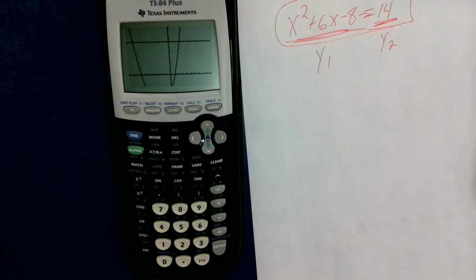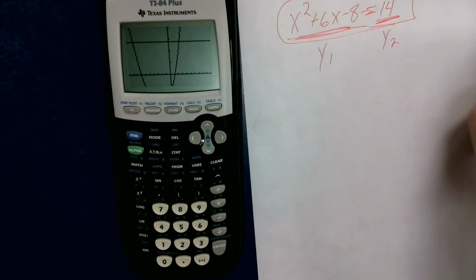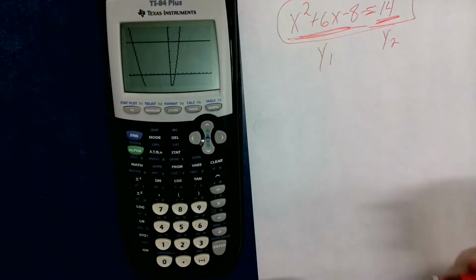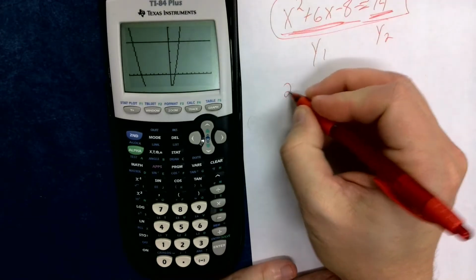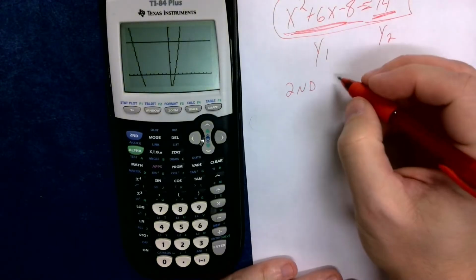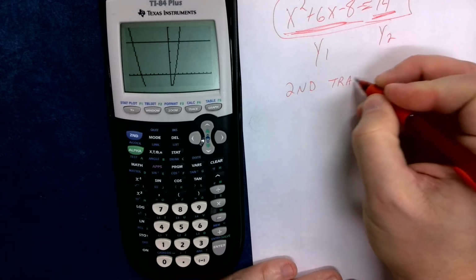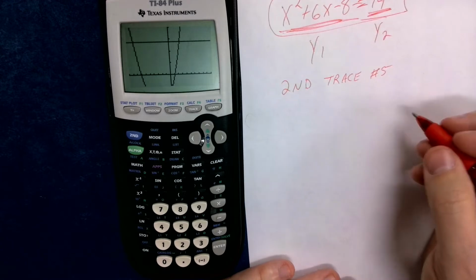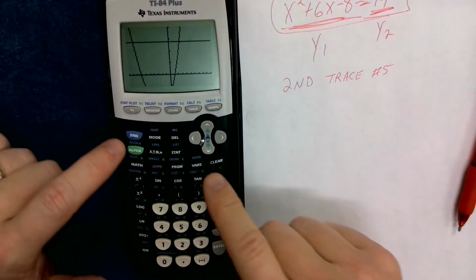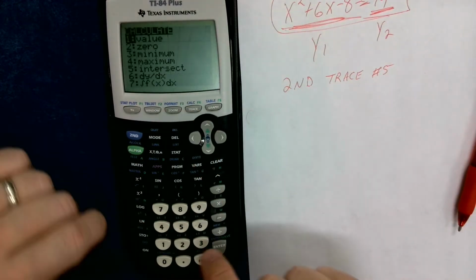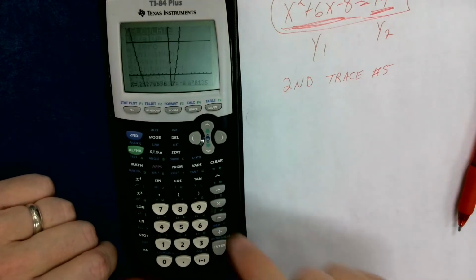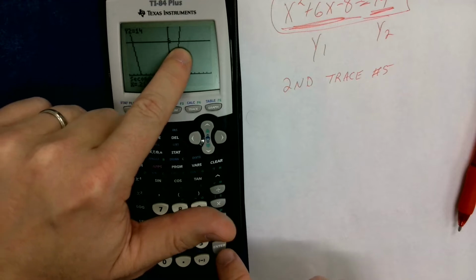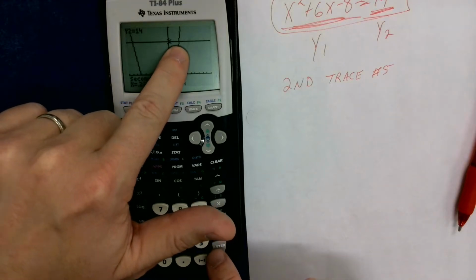And you can see that my parabola definitely does touch in these two places, once right here and once right here. Now what we want to do to be able to find those is hit second, and then the trace button, and then number 5 for intersection, and then we're going to do enter, enter, enter. So it looks like this: second, trace, number 5 is an intersection, and then I hit enter. You can see my cursor's right here. It will find the intersection point closest to that.